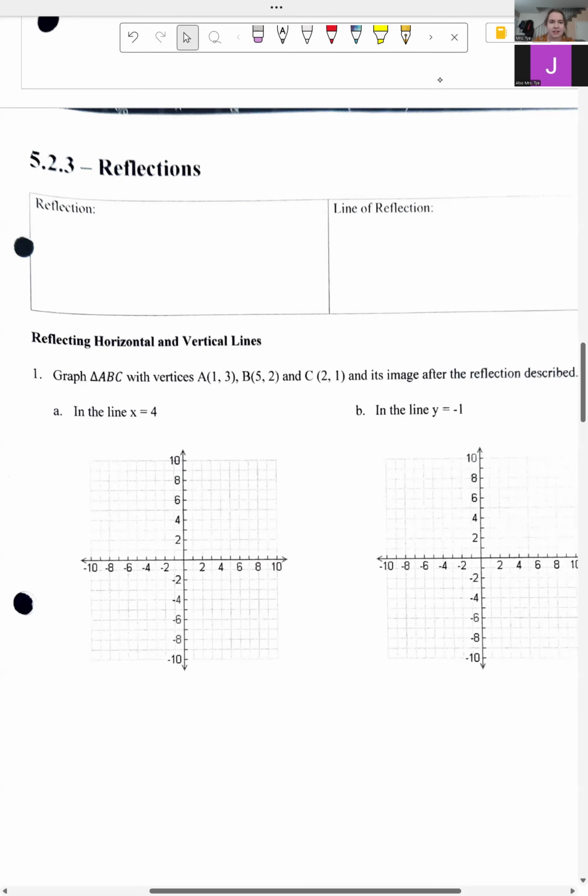All right, you guys, welcome back to day 2 of transformations. Today we're going to be talking about reflections.